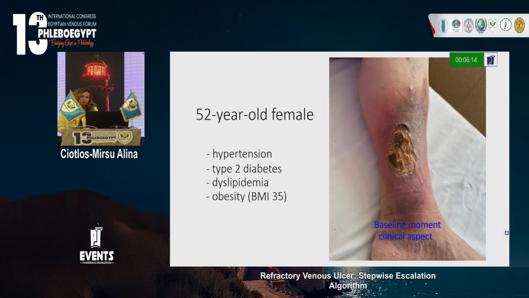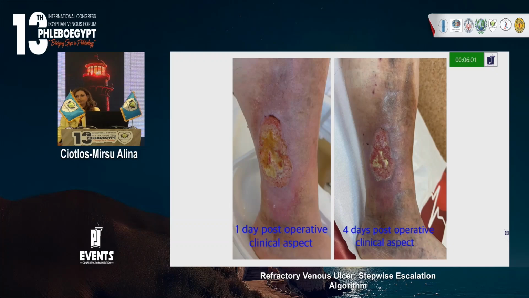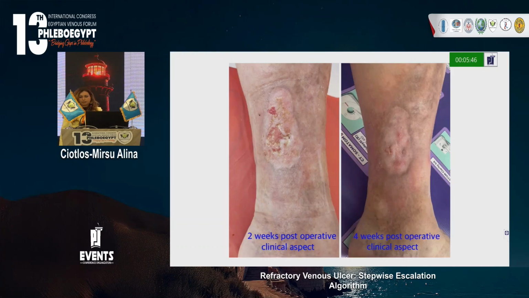A 52-year-old female with hypertension, type 2 diabetes, obesity. This was the moment before intervention. She was treated previously in another department with laser ablation. I performed the crossectomy and treated the incompetent perforator, and this is the result after 4 weeks.